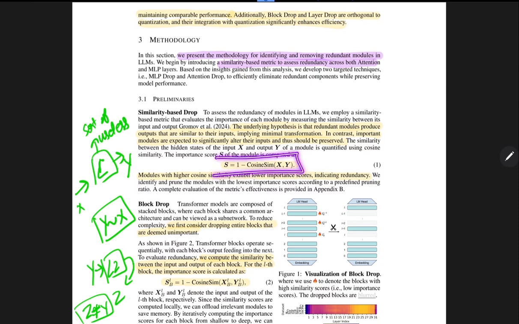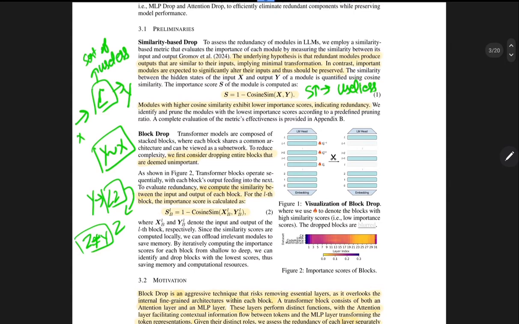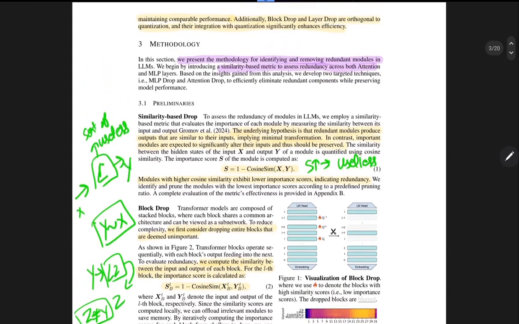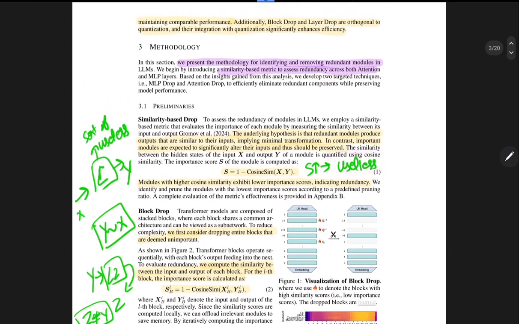Simple as that, right? They calculate the importance score as 1 minus the cosine similarity of X and Y. So models with higher cosine similarity exhibit a lower importance score, indicating that this module is sort of useless, so you can remove it. The higher the similarity, the more redundant it is. Okay, good. When I'm saying useless, please don't take it as completely useless. I am just using it as a synonym of redundancy.